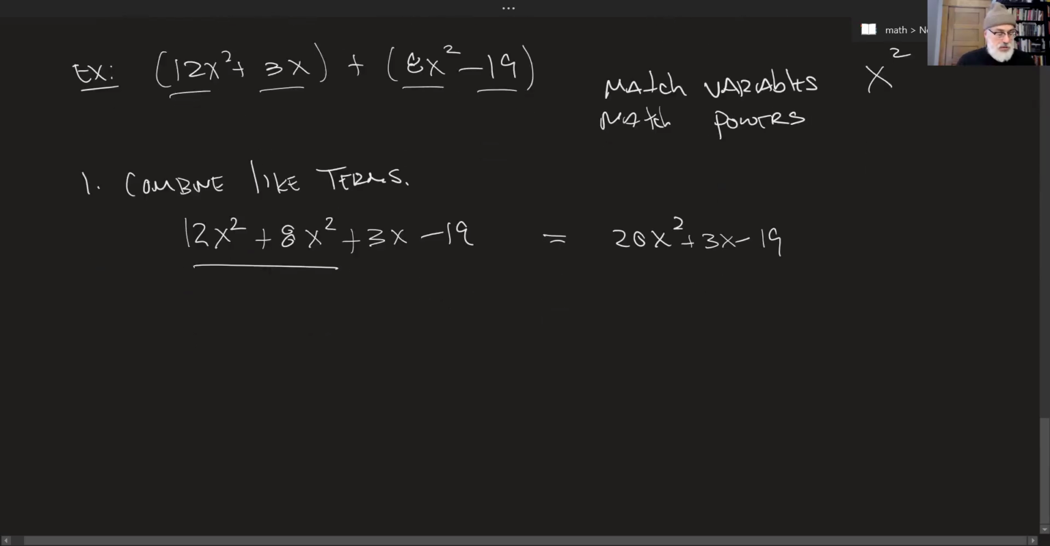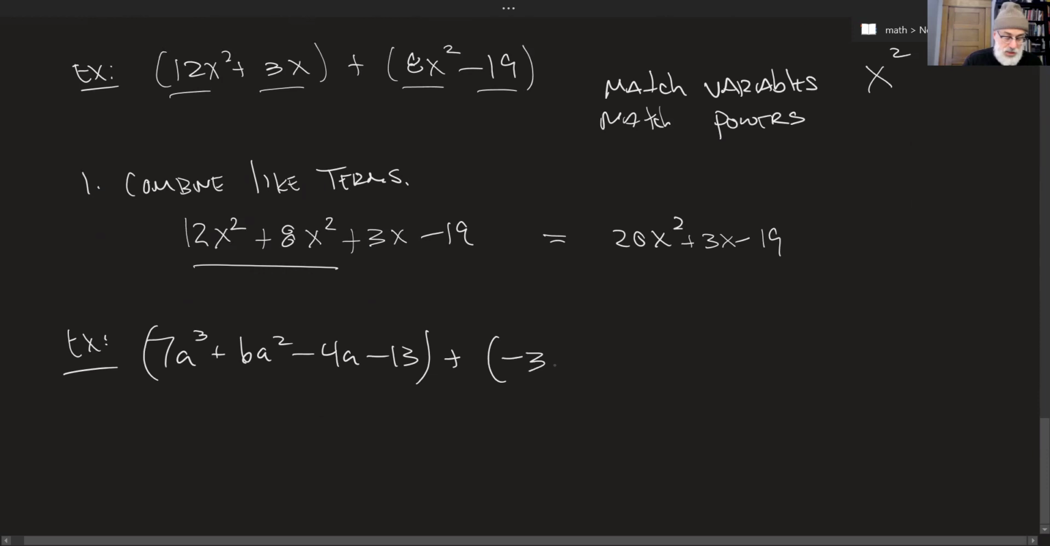So let's do something a little more complicated. Let's say 7a cubed plus 6a squared minus 4a minus 13. I'm going to group those and add that to negative 3a squared minus 4a. Nope, this should be cubed. 4a squared plus 6a plus 17.